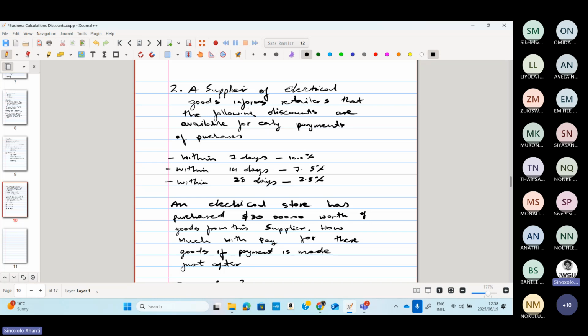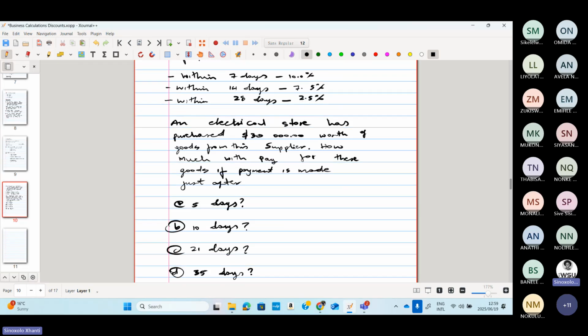What is basically happening here? If you pay within this interval, you get that. But if you pay after 7 days, but before or on the 14th day, you will get this discount. And if you pay after 14 days, but before or on the 28th day, you will get this discount. That is what this statement is actually saying.